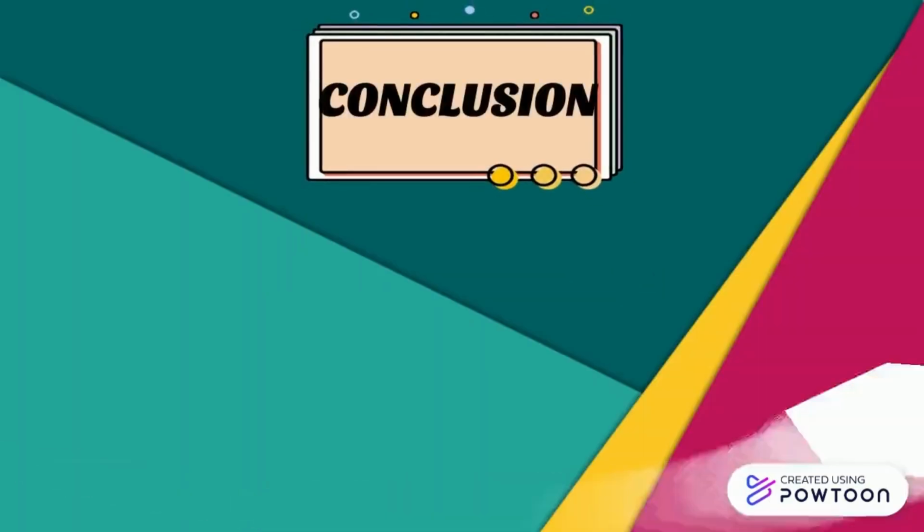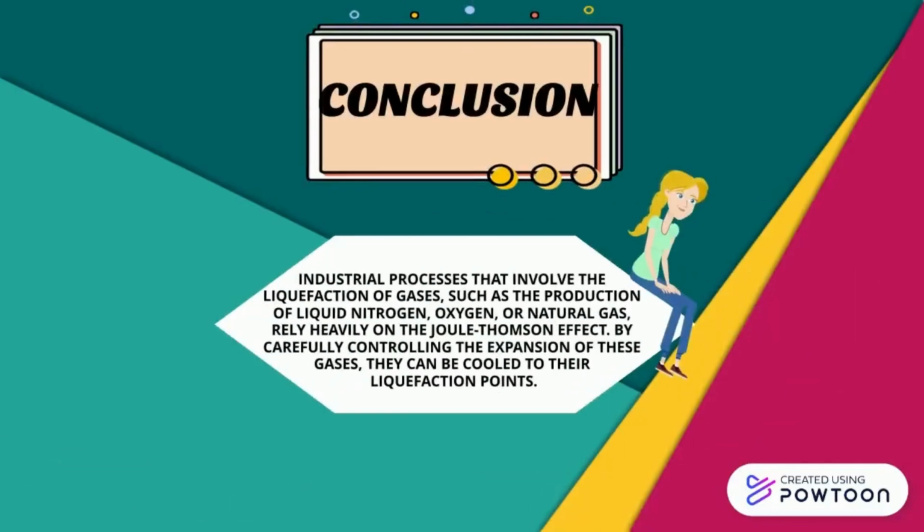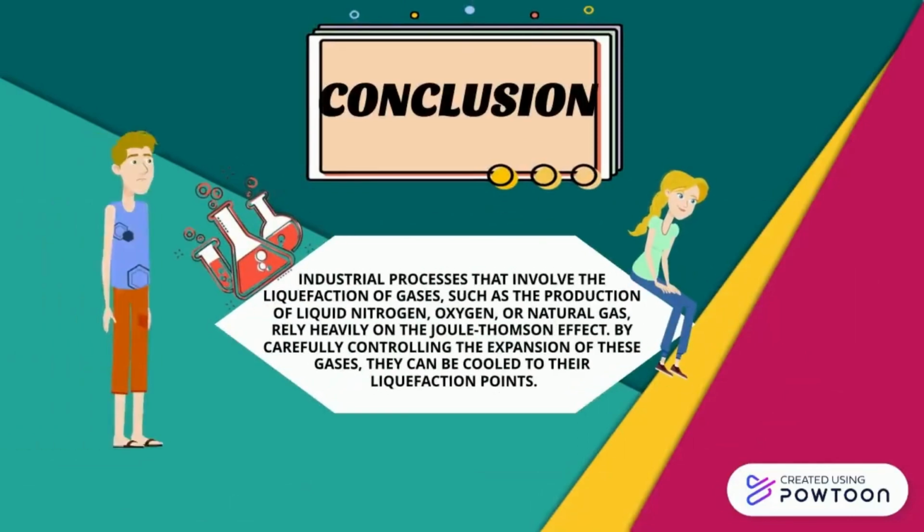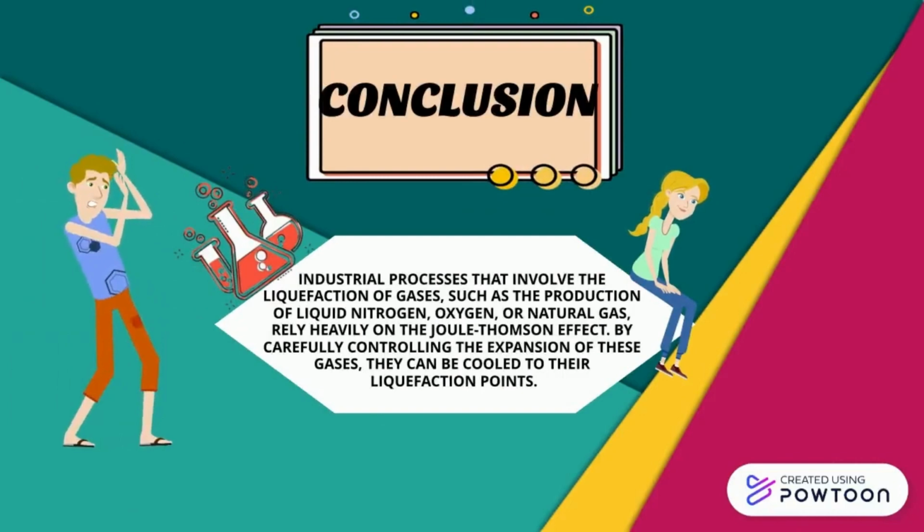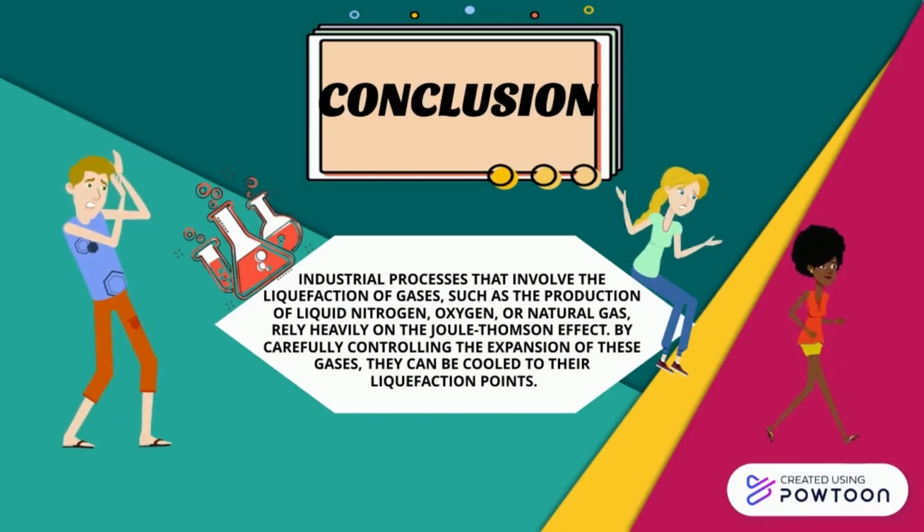Industrial processes that involve the liquefaction of gases, such as the production of liquid nitrogen, oxygen, or natural gas, rely heavily on the Joule-Thomson effect. By carefully controlling the expansion of these gases, they can be cooled to their liquefaction points.